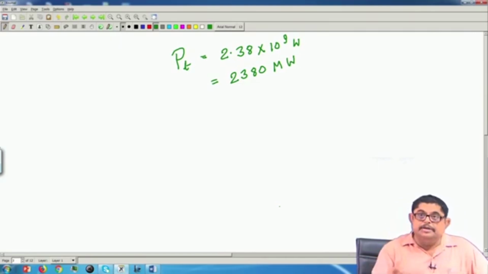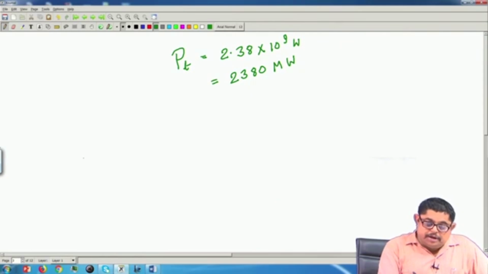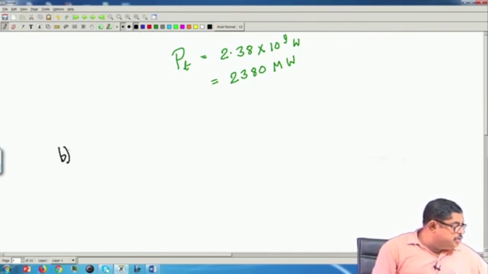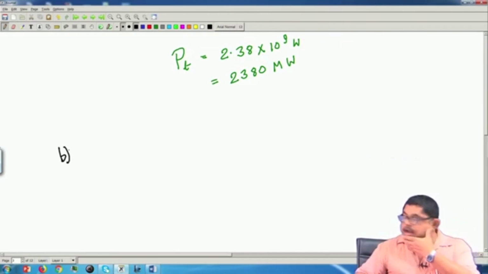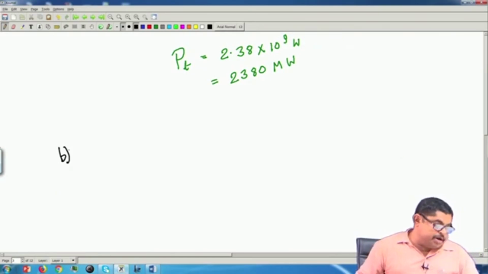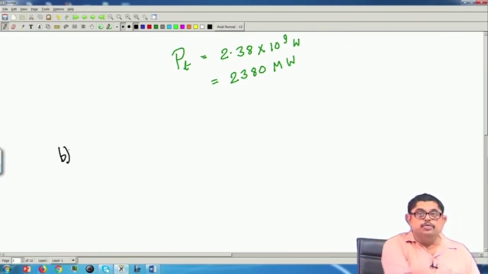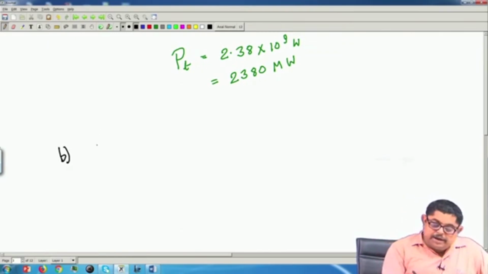So, remember, this is the peak power. Then let us go to part B. In part B, we were asked to find out what is the PRF to achieve the maximum unambiguous range. So, we know that maximum unambiguous range and PRF are related.